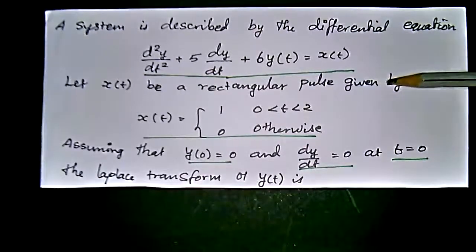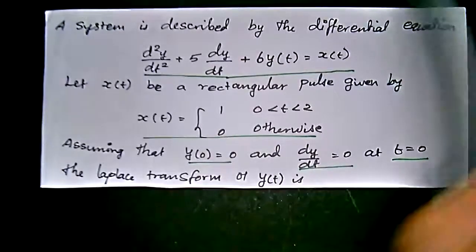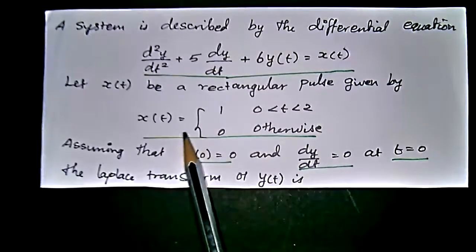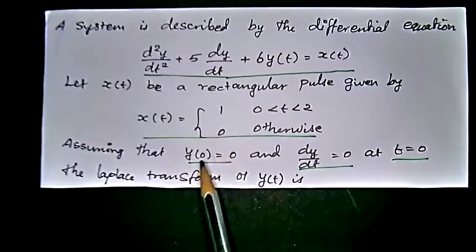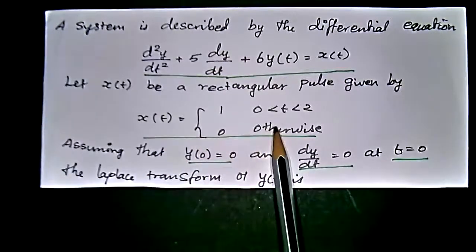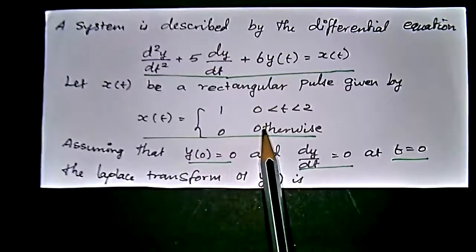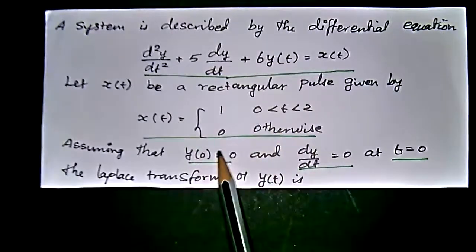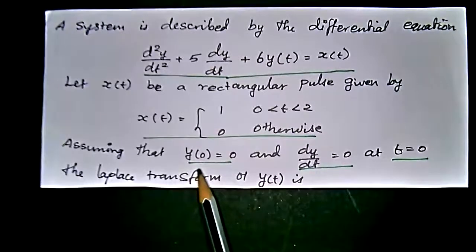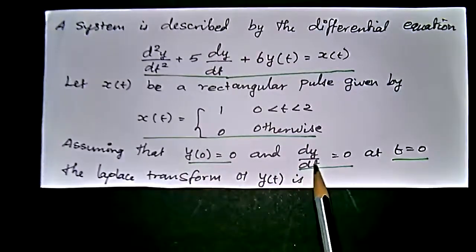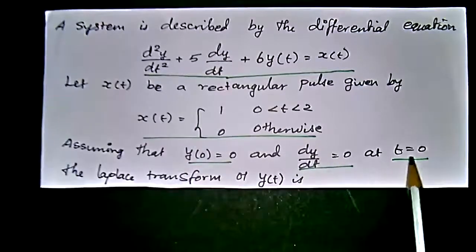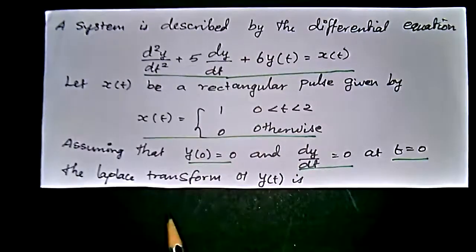Let x of t be a rectangular pulse given by x of t equal to 1 whenever t is greater than 0 and less than 2, otherwise it is 0. Assuming that y of 0 is 0 and dy by dt equal to 0 at t equal to 0, we have to find the Laplace transform of y of t.